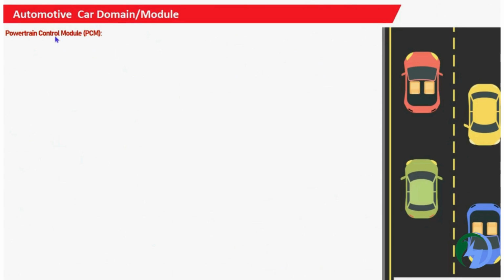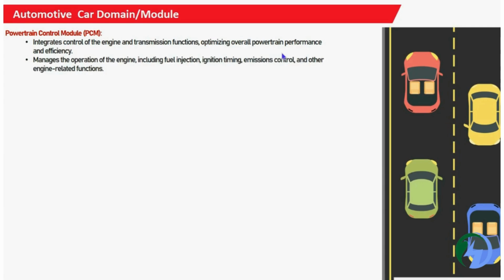initially, the powertrain control module. The powertrain control module is where the power is distributed and controlled with respect to the IC engines, here the petrol or the diesel. How efficiency is maintained, how the functionality works, and how the operation happens. Operation here is the fuel injection, the ignition timing, or emission control. Other related functions and how they are managed will be part of the powertrain control module.